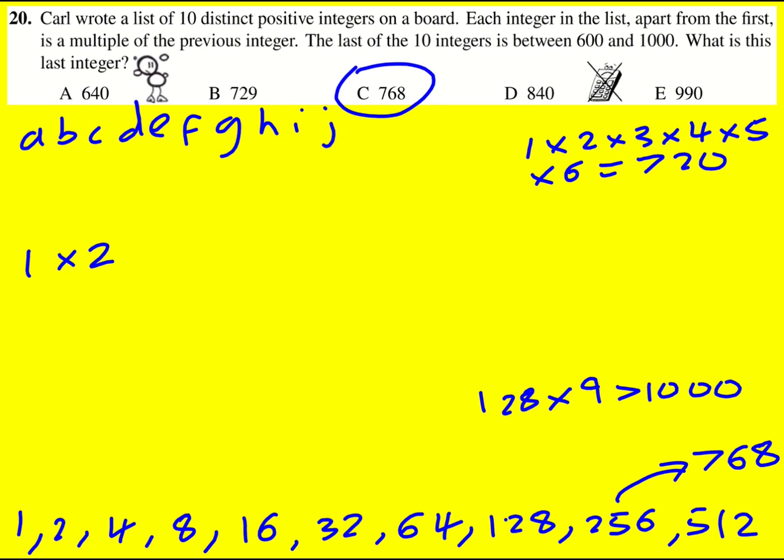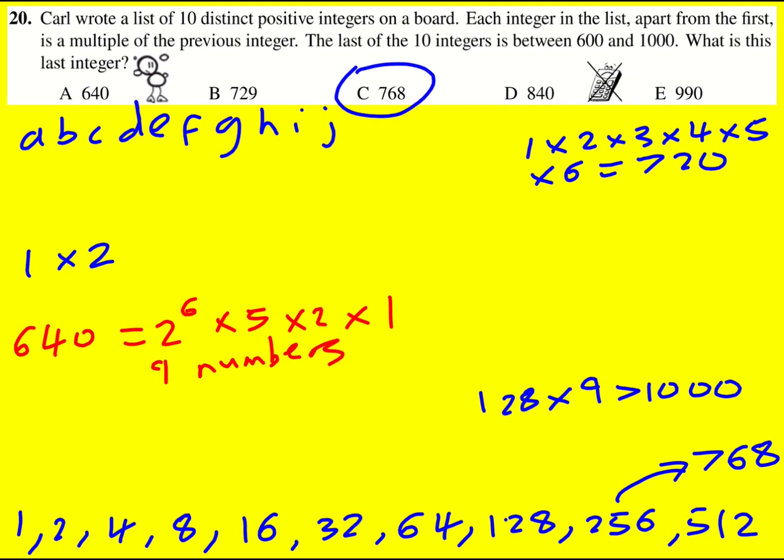Now, when I did it, I didn't actually think of it like that. I thought, oh, I don't quite know what to do. So I wrote down all the numbers as a product of their prime factors and then figured it out from there. Because 600, I'm not going to do all the derivations, but 640 is 2 to the 6 times 5 times 2 times 1. So I could only get 9 numbers from this. So there's no way that it could give me 10 integers. I could do 1, then 1 times 2, then 1 times 2 times 5, and so on. But I'm only going to get 9 numbers.